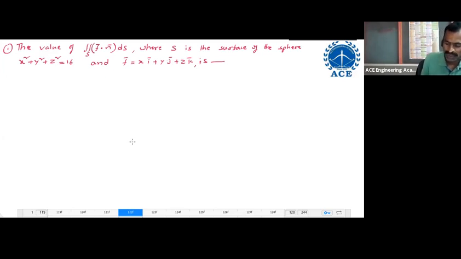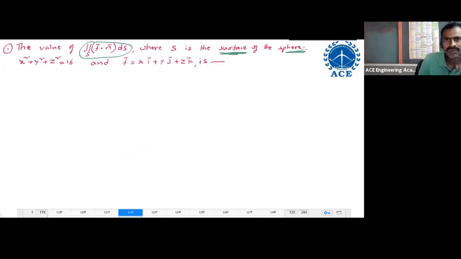Now check whether the given integral is a line integral or a surface integral. We are given the word surface, so from this we can say it is a surface integral. If it is a surface integral, check the object. What is the name of the object? The name of the object is sphere, and the equation of the sphere is x square plus y square plus z square equal to 16.